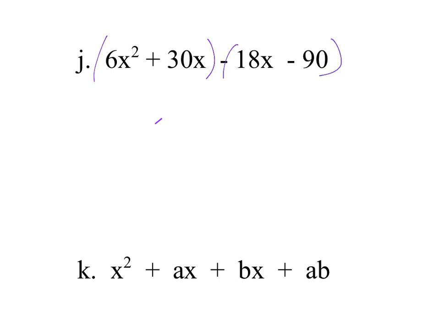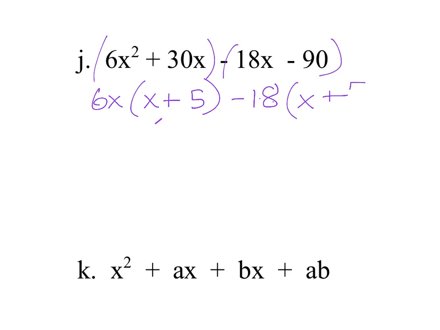Okay, got to take that negative into consideration. Here I can pull out a 6x. Leaves me with x plus 5. And minus 18. Minus, I can pull out the full 18. If I had pulled out 9, it would have been a 10, so 18 means a 5. So I can pull out the x plus 5, and that leaves behind 6x minus 18.